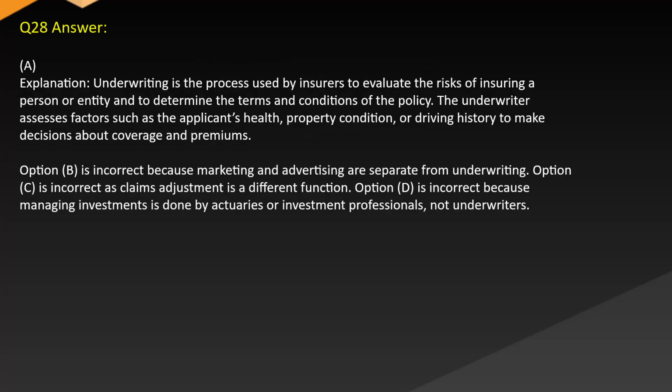Answer. A. Explanation. Underwriting is the process used by insurers to evaluate the risks of insuring a person or entity and to determine the terms and conditions of the policy. The underwriter assesses factors such as the applicant's health, property condition, or driving history to make decisions about coverage and premiums. Option B is incorrect because marketing and advertising is separate from underwriting.